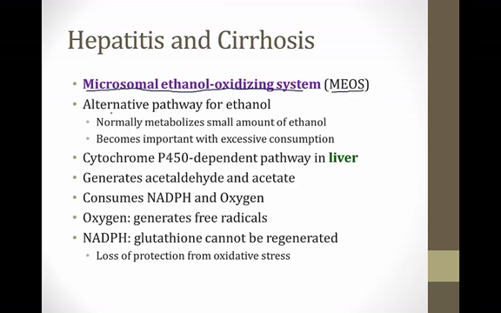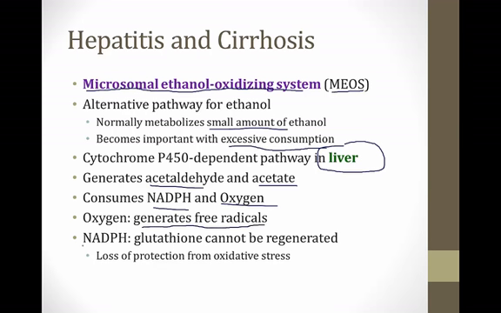It's an alternative pathway for the metabolism of ethanol, and normally it metabolizes just a small amount of ethanol, but it becomes important when there's excessive consumption. It's a cytochrome P450 dependent system found in the liver, just like many other cytochrome P450 systems, and it generates acetaldehyde and acetate from ethanol, and in doing so, it consumes NADPH and oxygen. The consumption of oxygen by this pathway has been shown to generate free radicals, which can damage the liver.